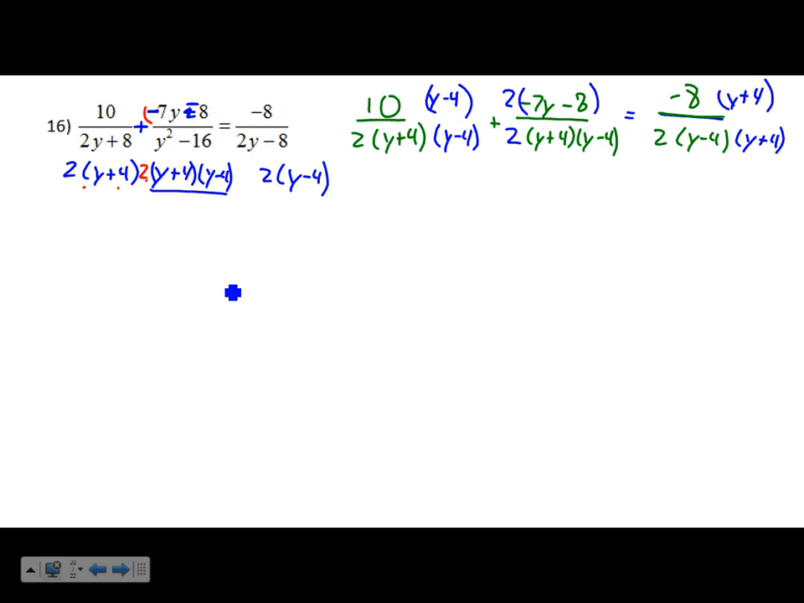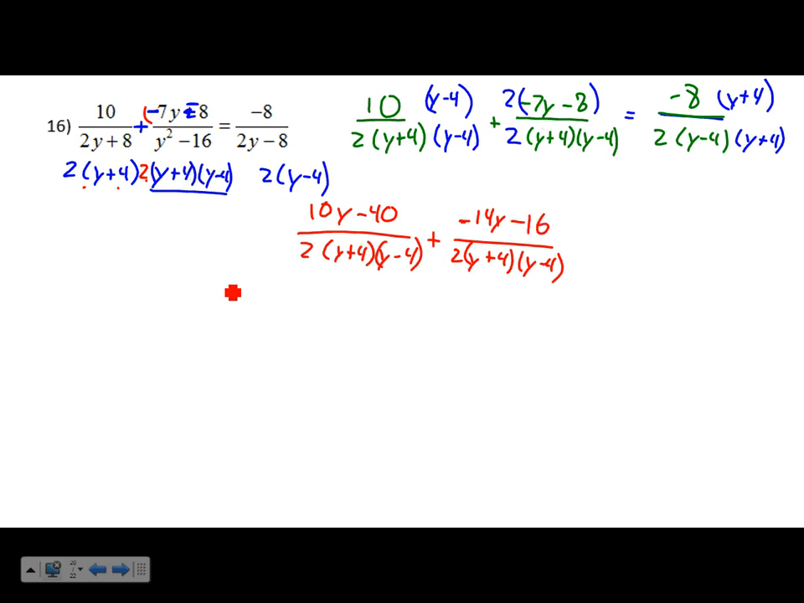So now our denominators are all the same. Our denominators are all 2 times y plus 4 times y minus 4. So the numerators: we multiply out 10 times y minus 40, plus 2 times y plus 4 times y minus 4. And we have 2 times negative 7 is negative 14y. 2 times negative 8 is negative 16. That is equal to negative 8y minus 32 over 2 times y minus 4 times y plus 4.